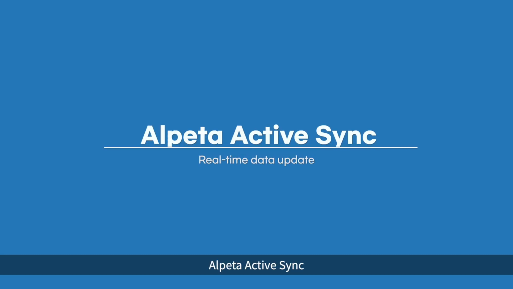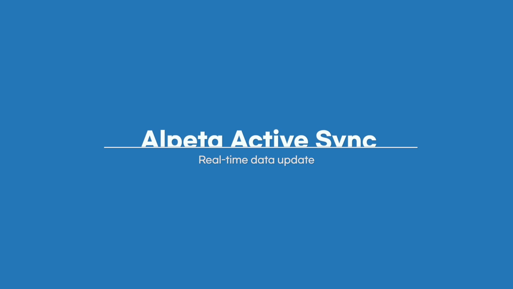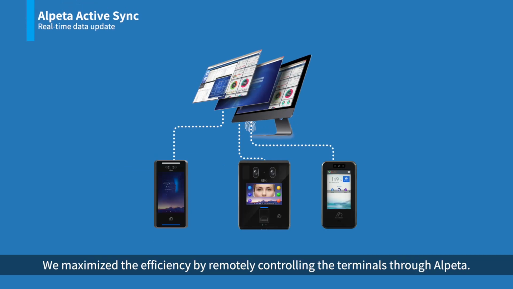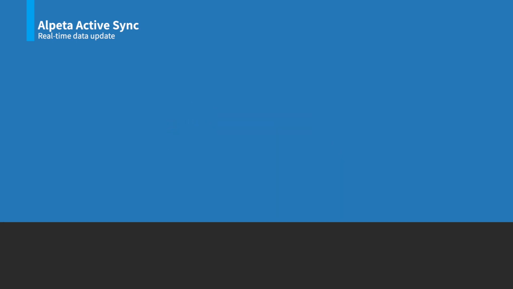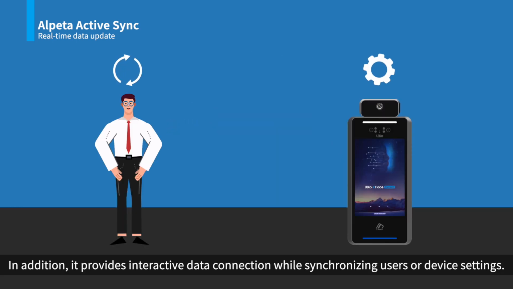Alpeta Active Sync. We maximize the efficiency by remotely controlling the terminals through Alpeta. It saves time by transferring and updating one file to multiple devices at the same time. In addition, it provides interactive data connection while synchronizing users or device settings.